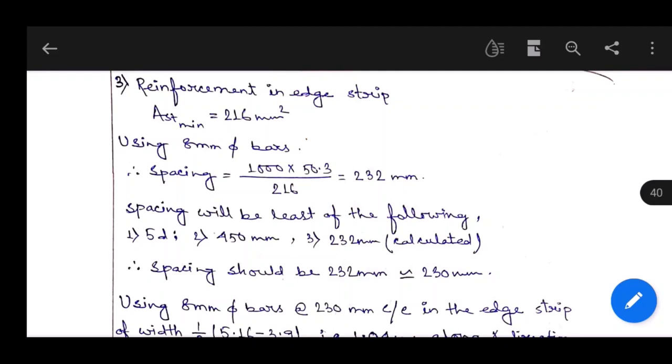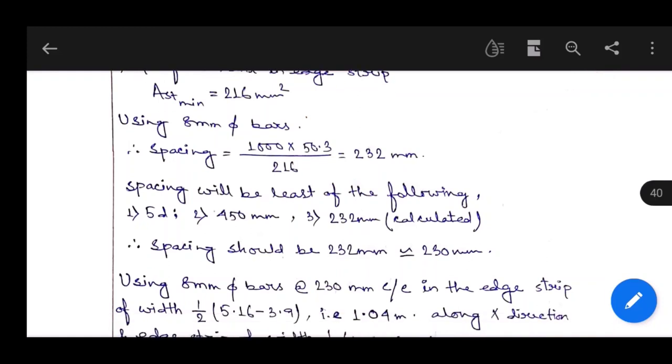Okay. So in each strip we calculated just like distribution bar of one way slab. AST minimum is enough reinforcement for each strip. Okay, so we took area of steel as AST minimum, and spacing consideration is also like distribution bar of one way slab. That's why the spacing amount will be the least of these following, slightly different than the main reinforcement.